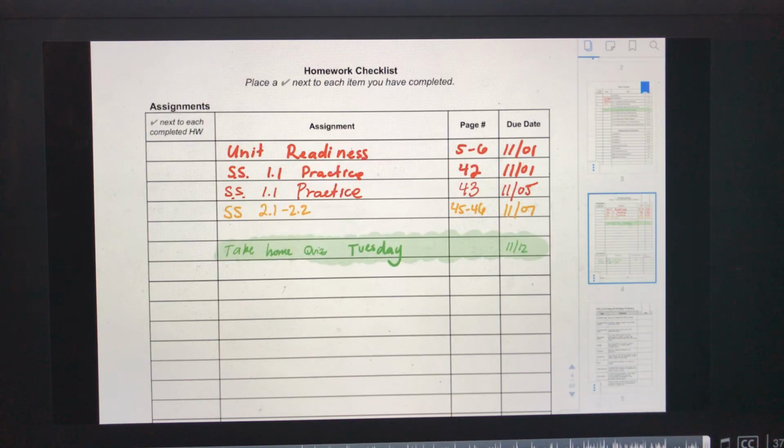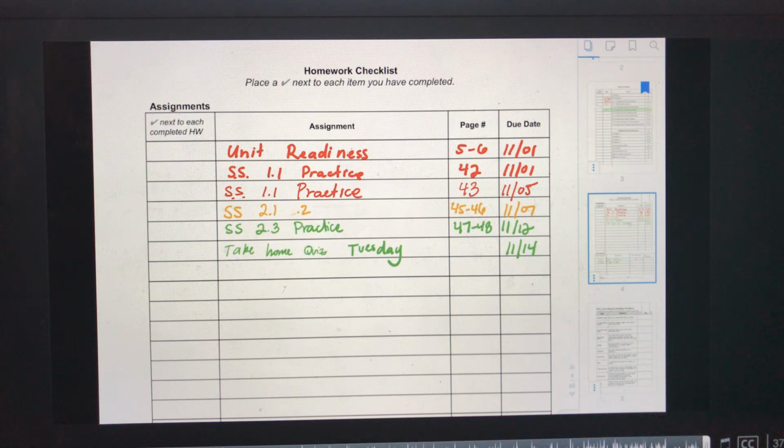Today's homework is stretching and shrinking 2.3 practice, pages 47 and 48. That's going to be due 11/12. We changed this one. That's not due on the 12th, that's due on the 14th. It'll be handed to you on the 12th. Go ahead and write that down. If you need to, go ahead and pause the video whenever necessary.